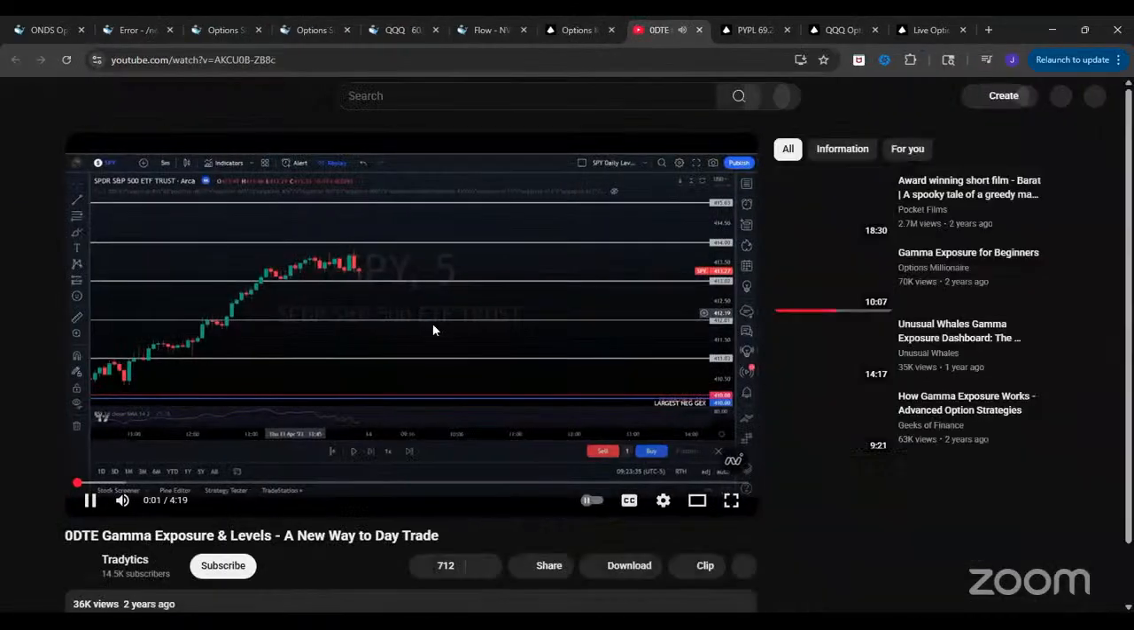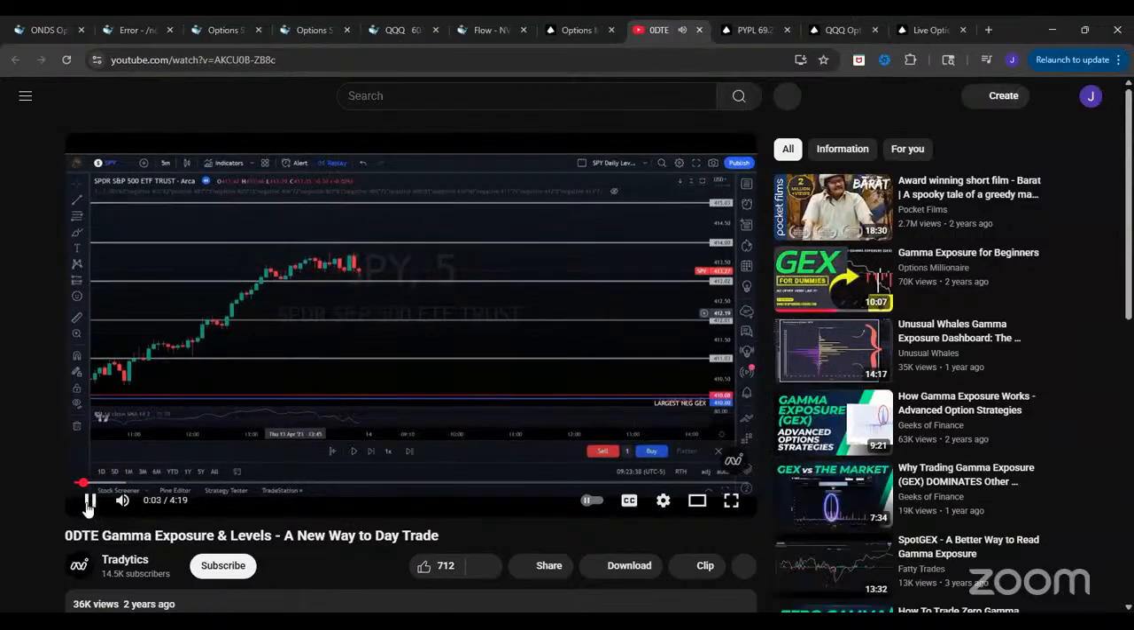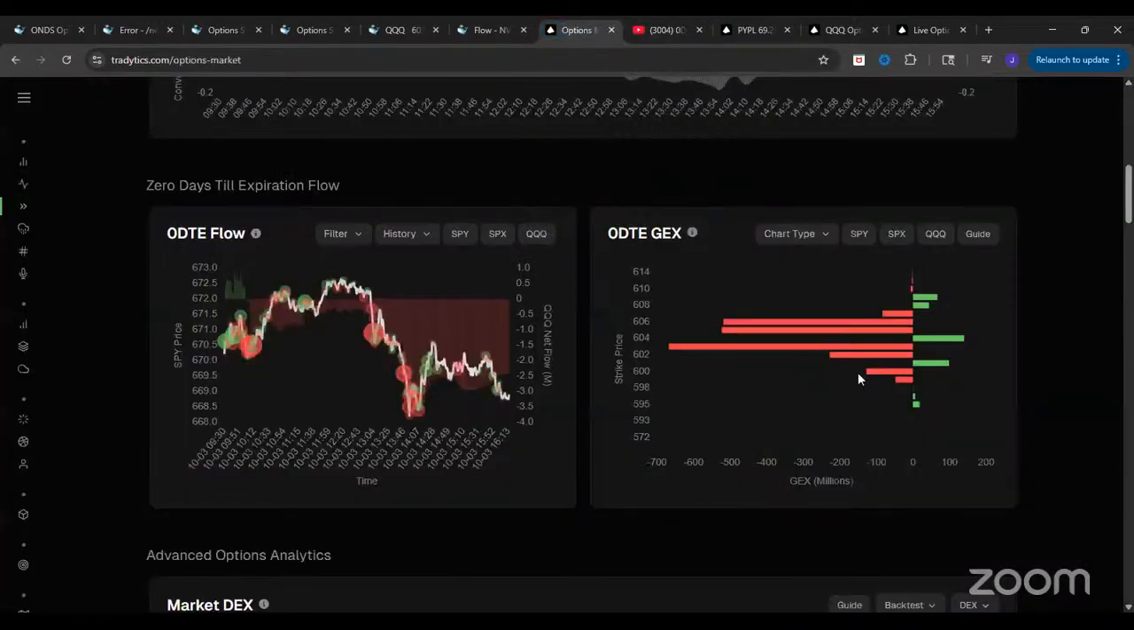So what the trader does, they actually have a guide. When you click on that guide, there is a whole video. But pretty much, what the Traditix people say is that red bars are where the price is attracted to. So the red bars are considered a magnet, where the price can come to. The green bar is something that repels. It pushes the price away.